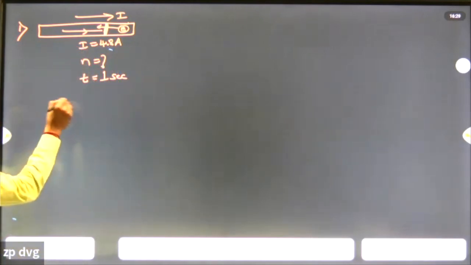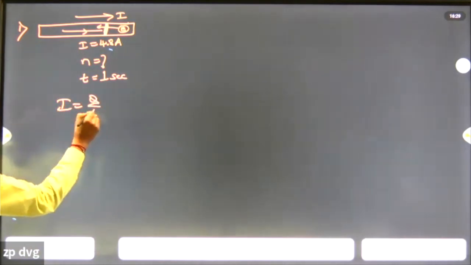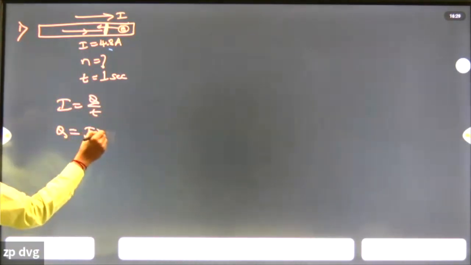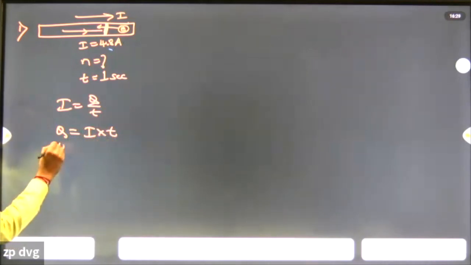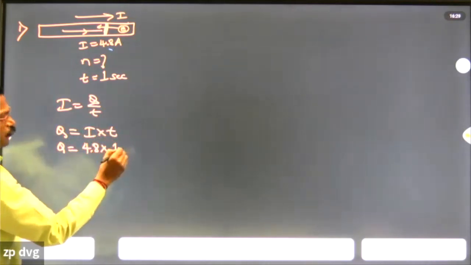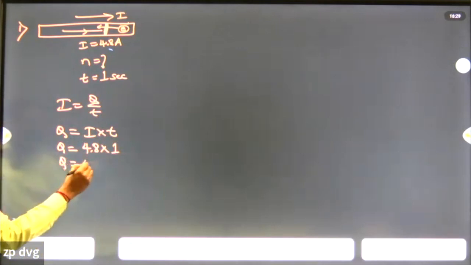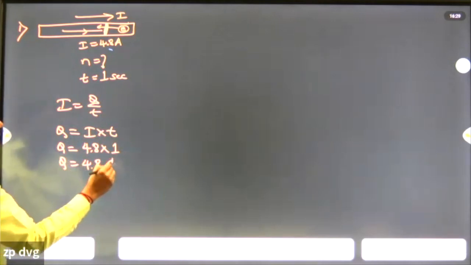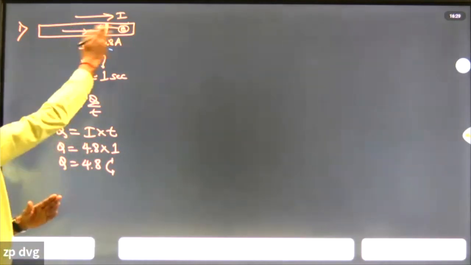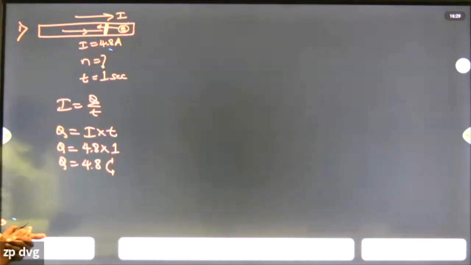So by definition, current I is equal to Q by T. Let's calculate the value of Q. Q is equal to I into T. So our value of Q is equal to 4.8 into T, which is 1 second as given. So our value of Q is equal to 4.8 coulomb. So the total charge through the section of the conductor is equal to 4.8 coulomb. If 4.8 coulomb of charge flows, what is the number of electrons? So we need to find out the value of the number of electrons.